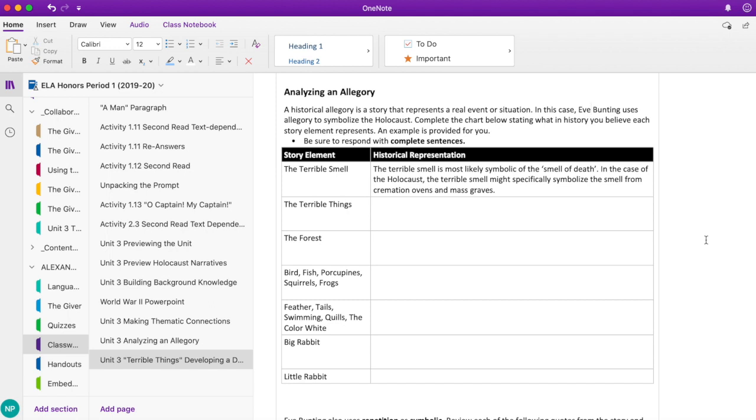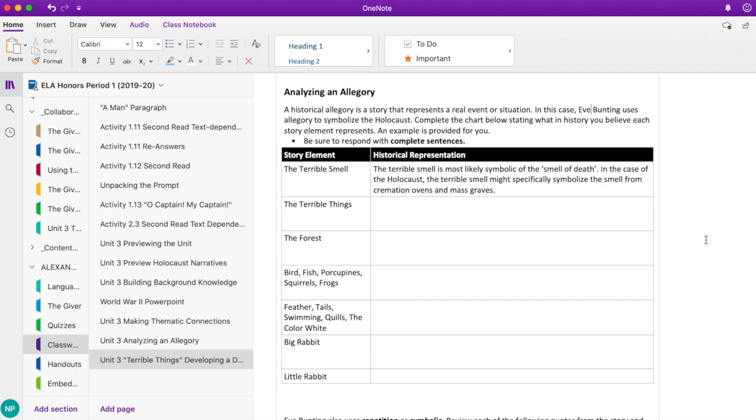You're going to go ahead and complete the rest of the graphic organizer. So what or who do you think the terrible things represent from history? What does the forest symbolize? What does the forest represent? Then we're looking at the different creatures that were in the forest. So the birds, the fish, the porcupines, the squirrels, the frogs. Who might they be? Then we have the qualities of some of those creatures.